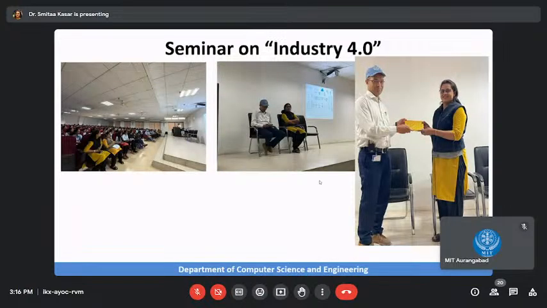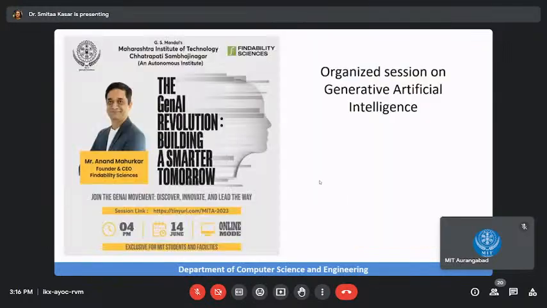Seminars and sessions, online and offline, we have also organized. These are a few glimpses of a seminar on Industry 4.0. Recently, we have also organized a session on generative AI.